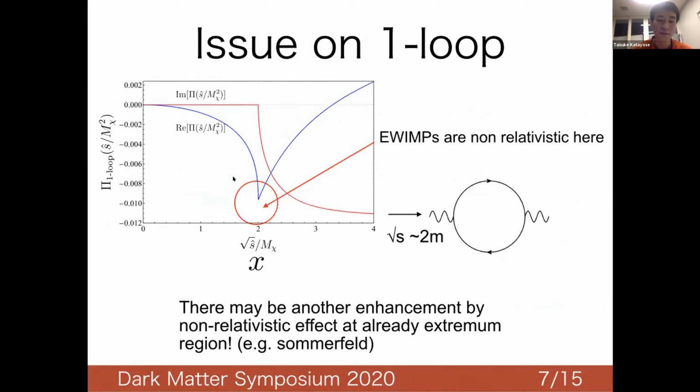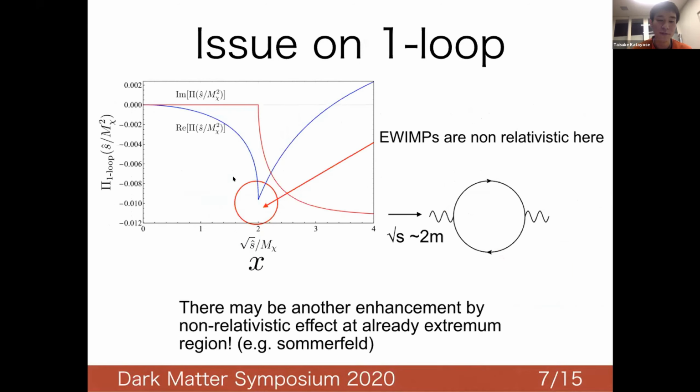And this part plus this part. This part is coming from this diagram with the gamma exchange, and this part is coming from this diagram with Z boson exchange. And look at this term. If I substitute x equal to 2, this goes to 0. So log 0 diverges. So we need a more proper calculation. That means a non-relativistic calculation.